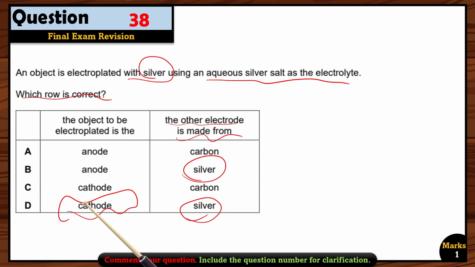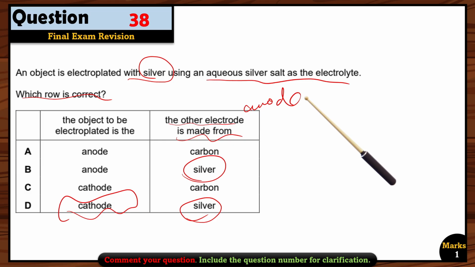The cathode is made up of the object you want to electroplate, and the other electrode is the anode. The anode will always be made up of the metal that you want to use for electroplating. So here we have to use silver for electroplating. This question is only related to electroplating, in which your anode should be made up of the metal that you want to deposit, and the cathode should be made up of the thing you want to electroplate. It can be iron, if you want to electroplate iron with silver. So just put the iron at the cathode, and at the anode it should be silver.